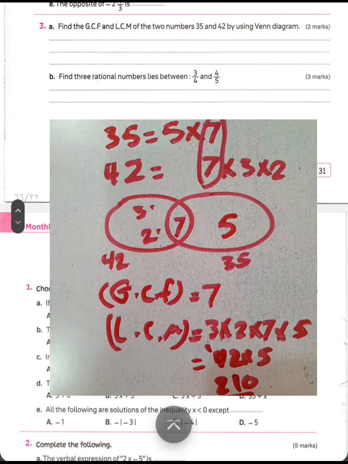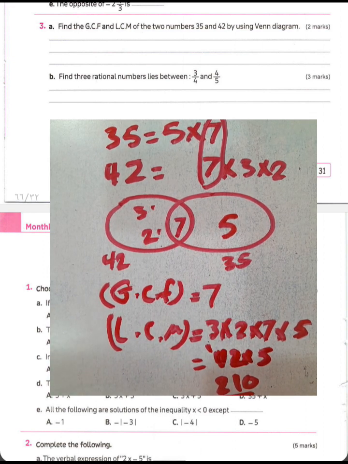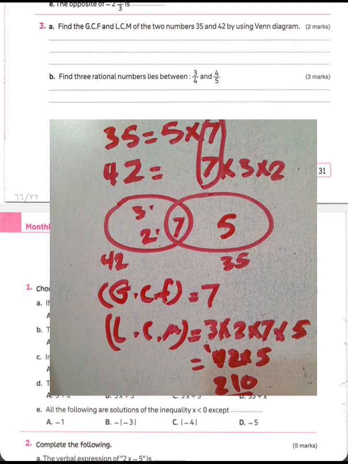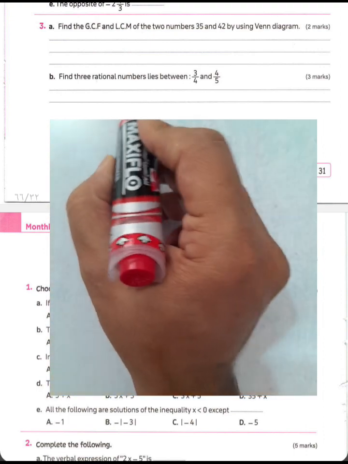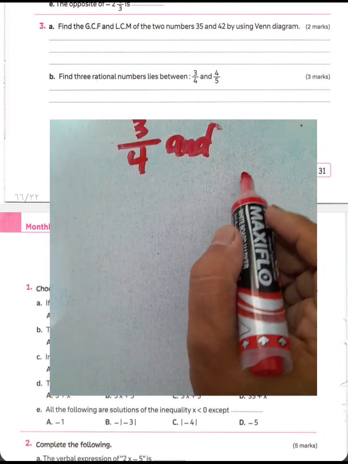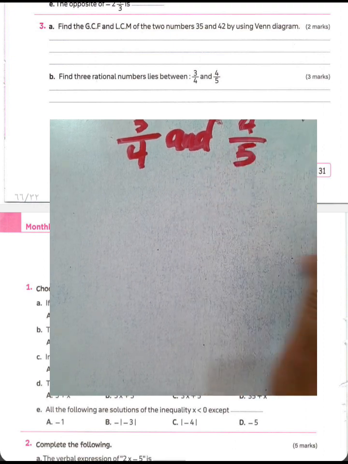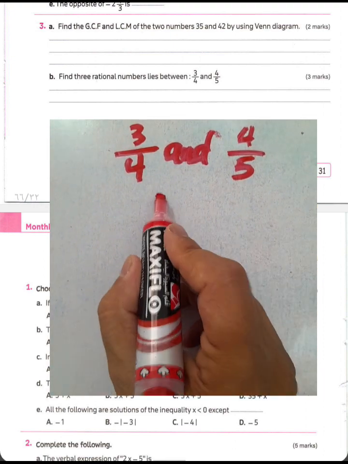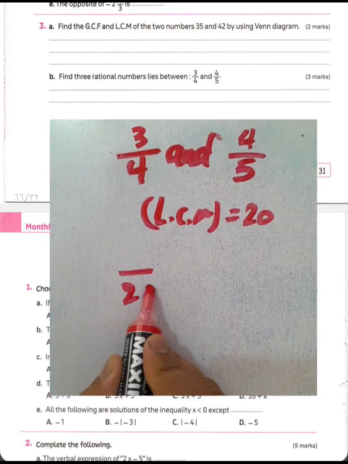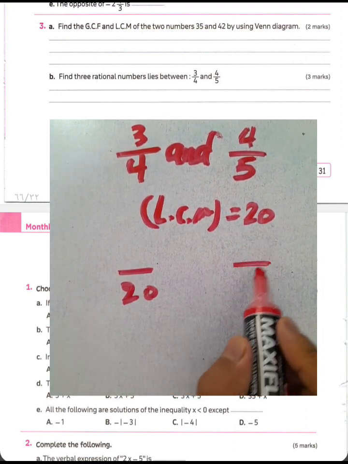Find the rational numbers between 3 over 4 and 4 over 5. First step, we can find the least common multiple of the two denominators here. 3 over 4 and 4 over 5. The least common multiple will be 20. Write 20 here, and write 20 in the denominator.